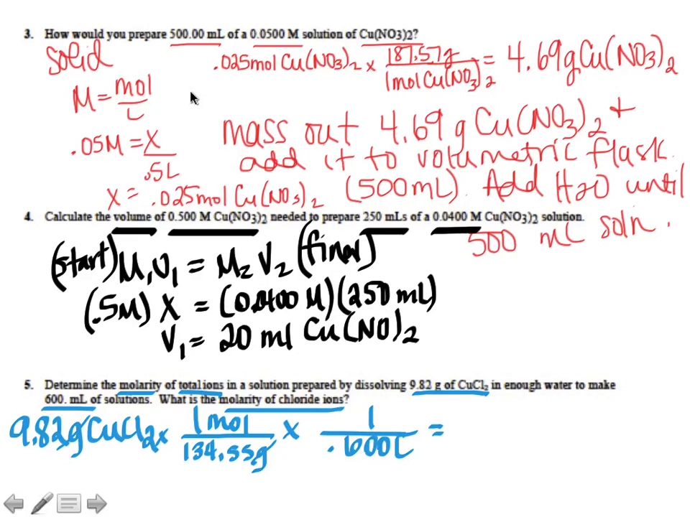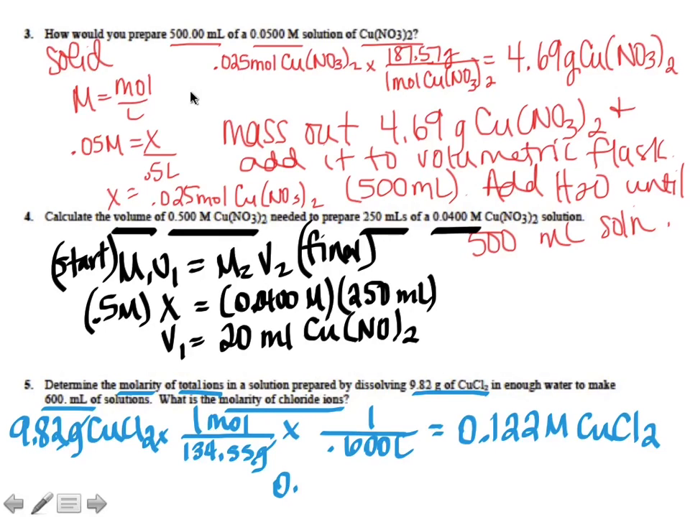So what do y'all get to 2 sig figs? What's the molarity of copper chloride? 0.122 molar copper 2 chloride. That is for the total molarity. That's one answer. What is the molarity of the chloride ions?